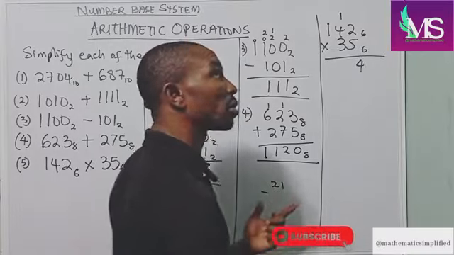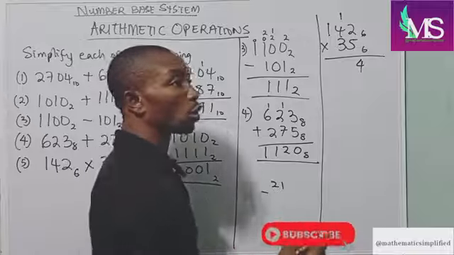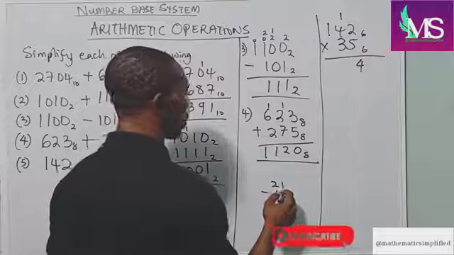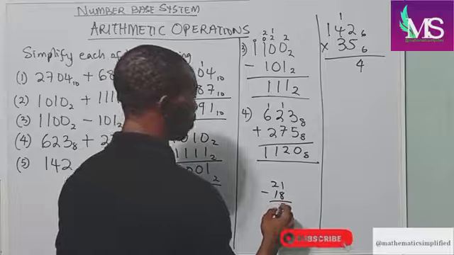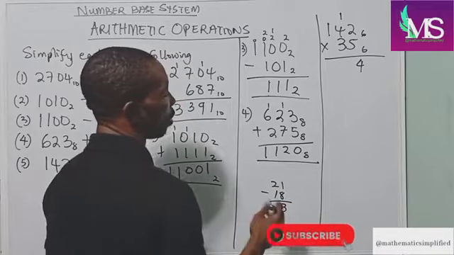That is 6 times 3, 18. So 6 will go into 21 3 times. That will give us 18. 21 minus 18 will give us 3. 19, 20, 21, right?